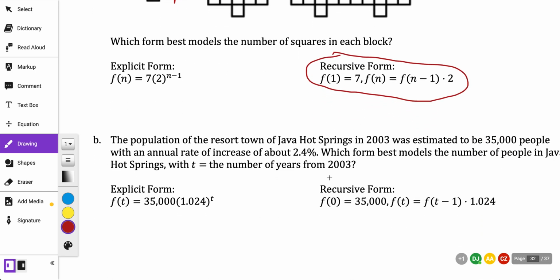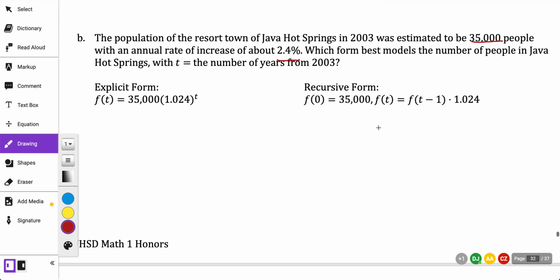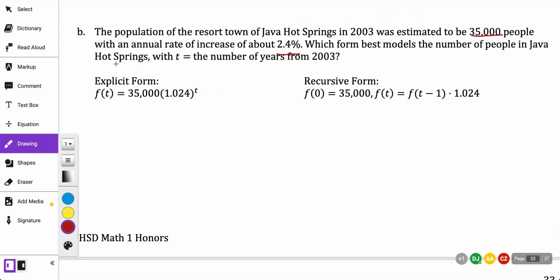All right, so the population of the resort of Java Hot Springs in 2003 was initially 35,000 people with an annual rate of increase of 2.4%. Which of the following models represents the people of Java Hot Springs, with T being the number of years since 2003? And I would say this is explicit. You started off with 35,000, and it's increasing by 2.4%, so that would be 1.024 to represent a positive growth.